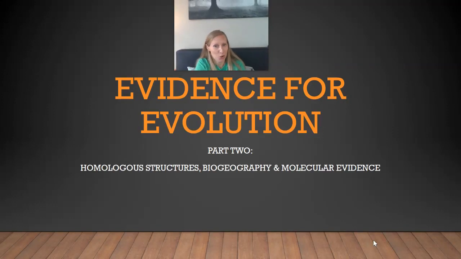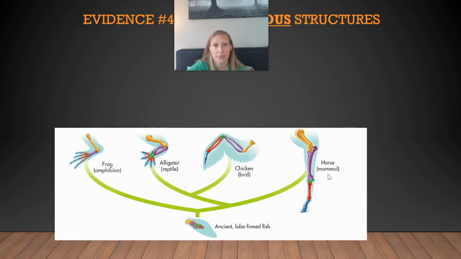Welcome back. We're going to tackle the second part of the evidence for evolution. So this is part two. And in this segment, we're going to look at something known as homologous structures, biogeography, and molecular evidence for evolution.